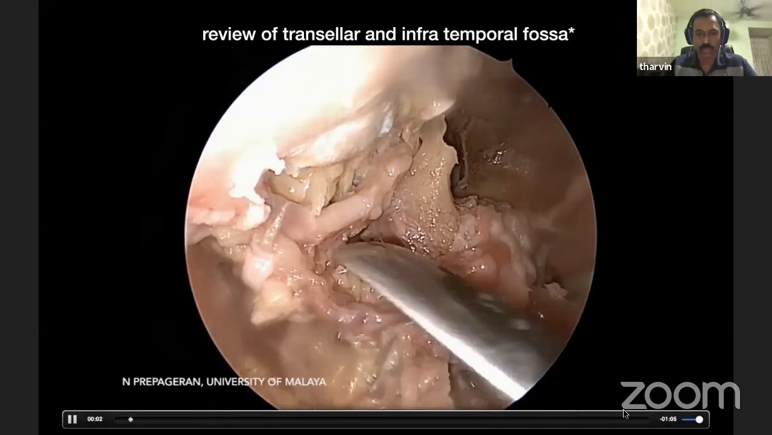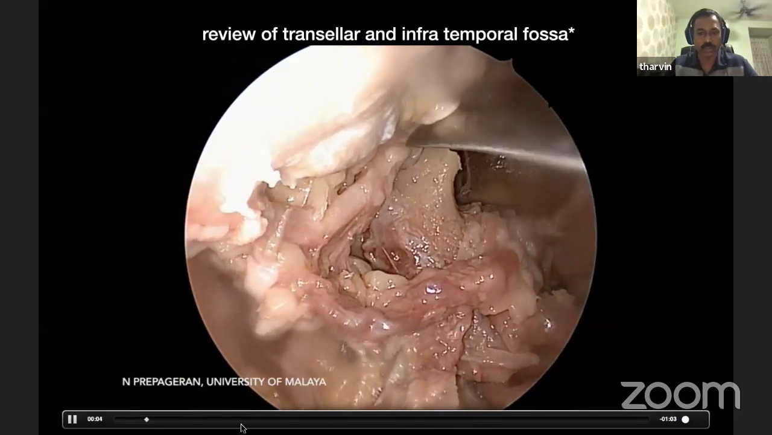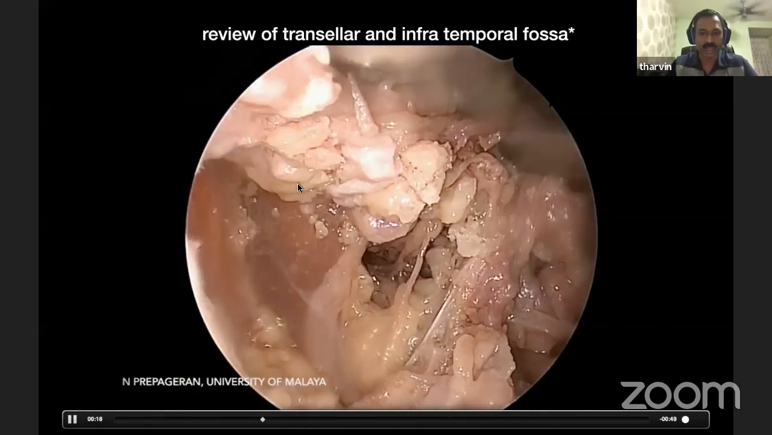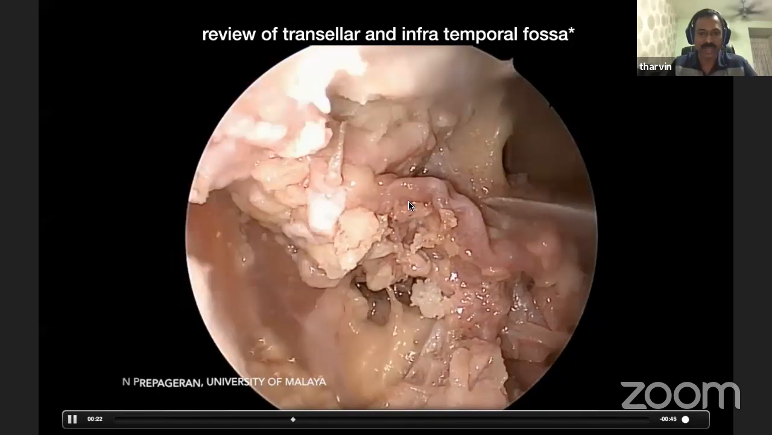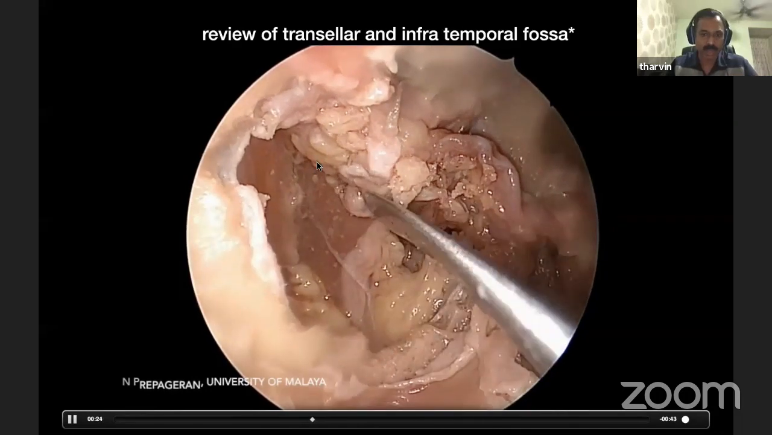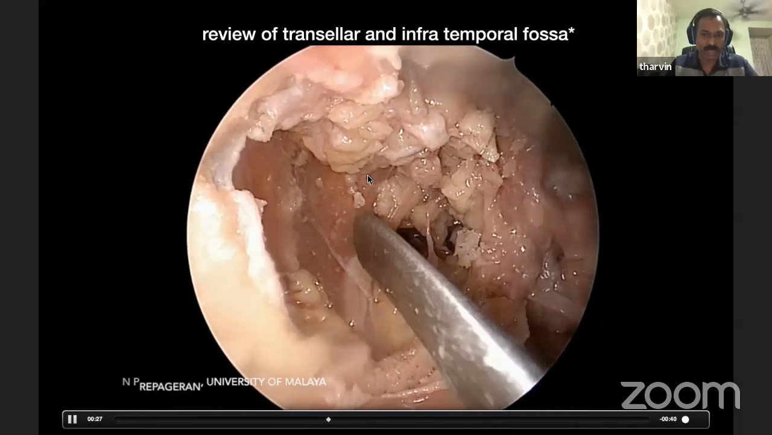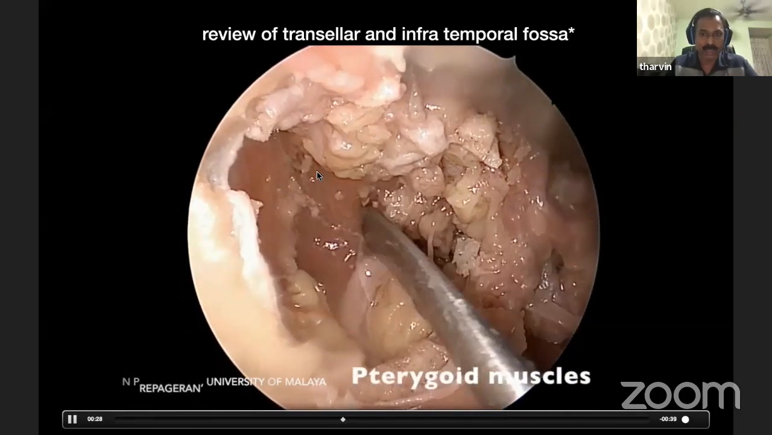I'm just going to go a little bit quickly because what I wanted to show you here is more of the infratemporal fossa. All right, there's the pterygoid plates, as you can see. So these are different dissections that show you the same anatomy. Here, the fat has been removed from the infratemporal fossa. And here you can see the temporalis muscle.